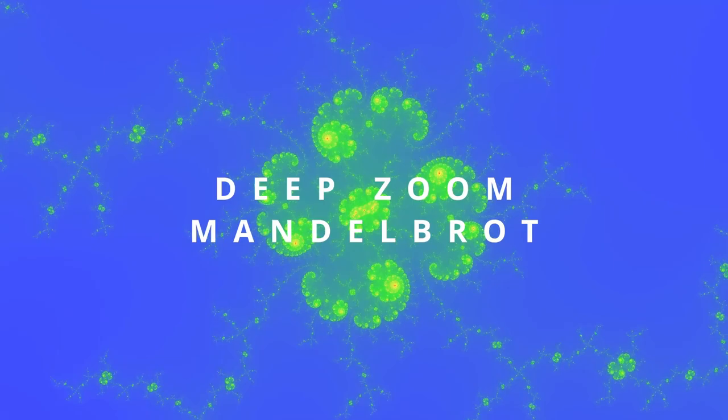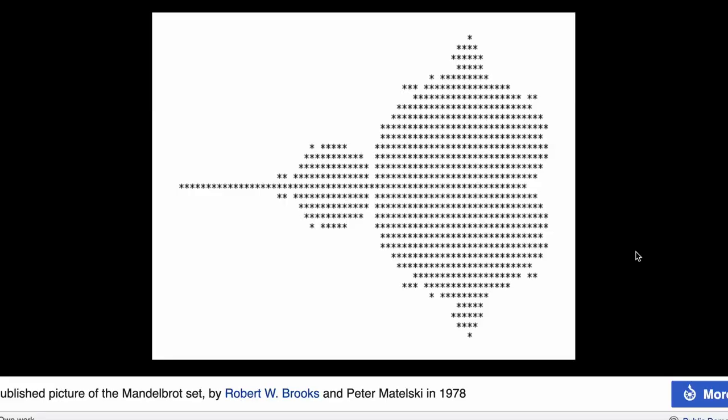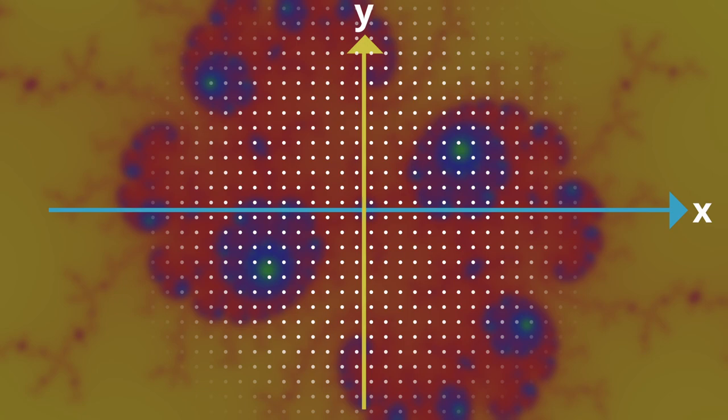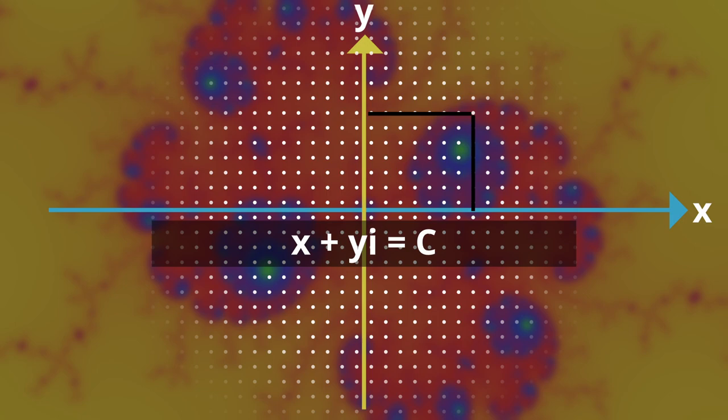We'll be looking at one of the most popular fractals today, called the Mandelbrot set. The basic idea is this: we have an x-axis and a y-axis. Now, we divide this into all of the pixels that we want to draw. For each pixel, we'll take the x-axis and then add the y-axis plus an i to make it a complex number called c. Now, we square it and then add c again.